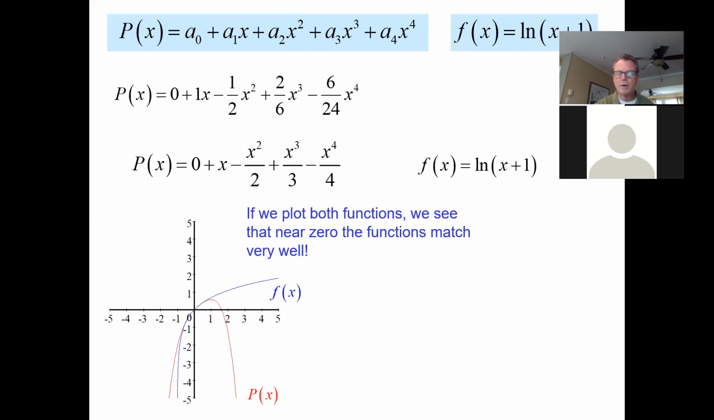So what's happening here? The power series is in red. The function's in blue. So in the interval, it maps right onto it, or very close to it. And if you zoom in, you see the same thing.